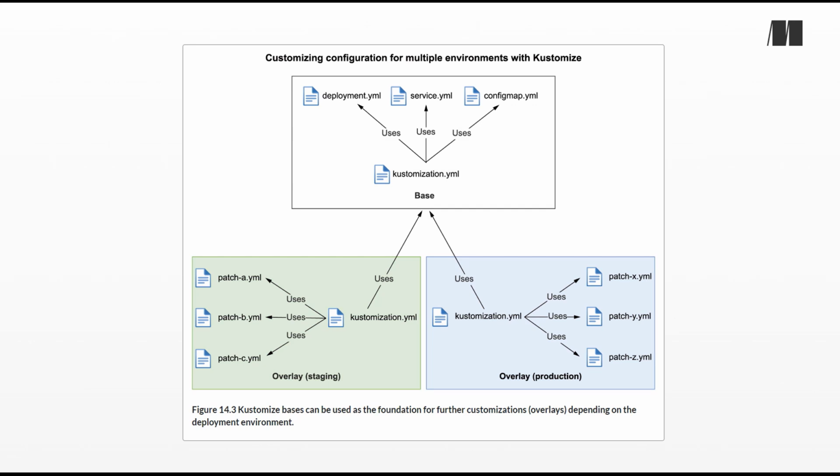The one acting as the base composes together several Kubernetes resources like deployments, services, and config maps. Also, it's not aware of the overlays, so it's completely independent of them. The overlays use one or more bases as a foundation and provide additional configuration via patches. Figure 14.3. Kustomize bases can be used as the foundation for further customizations, overlays, depending on the deployment environment.